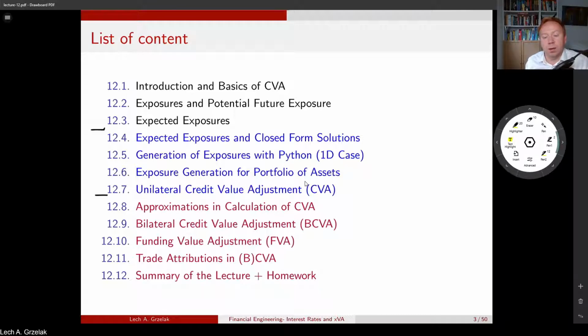So CVA will be the value adjustment that we have to charge as an additional price to a client if we would like to compensate for additional risks associated with the default probability. I think that will be quite hands-on and a very interesting block. Enjoy the lecture.